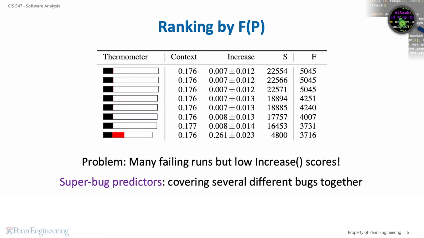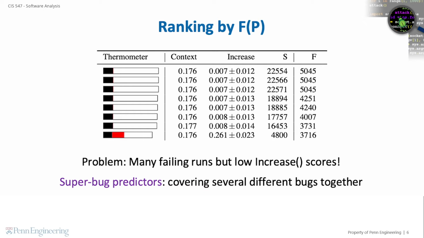A natural second strategy is to rank predicates by the number of failing runs in which they are true. In contrast to the previous strategy of ranking by the increase metric, this strategy gives us predicates that ostensibly explain large numbers of failing runs but have low increase scores. That is, these predicates are true in many more successful runs than the many failing runs in which they are true.